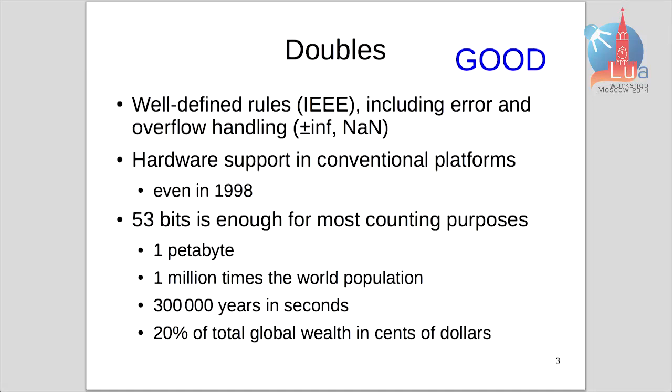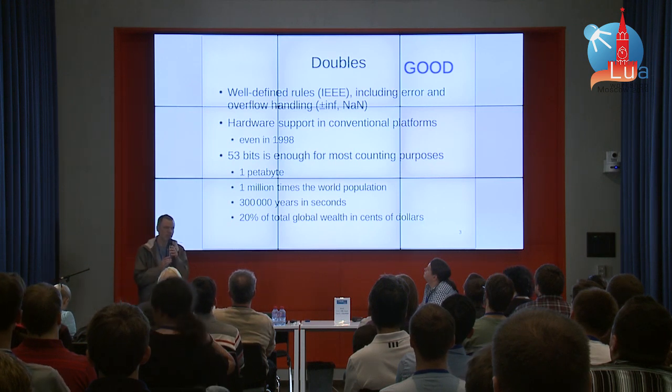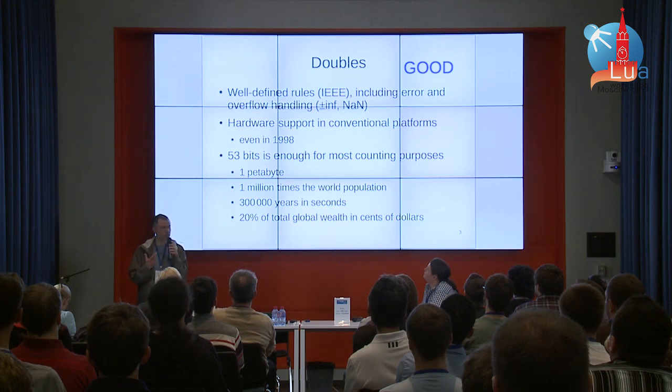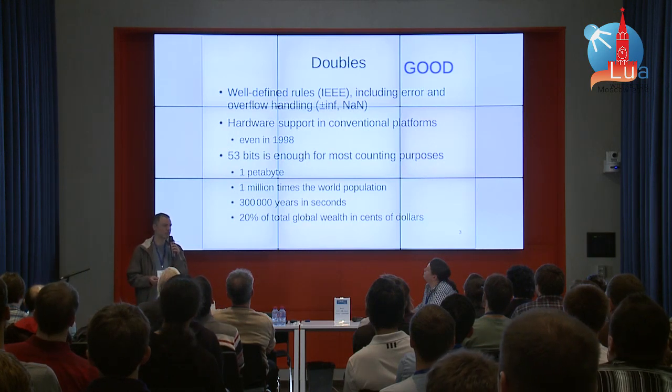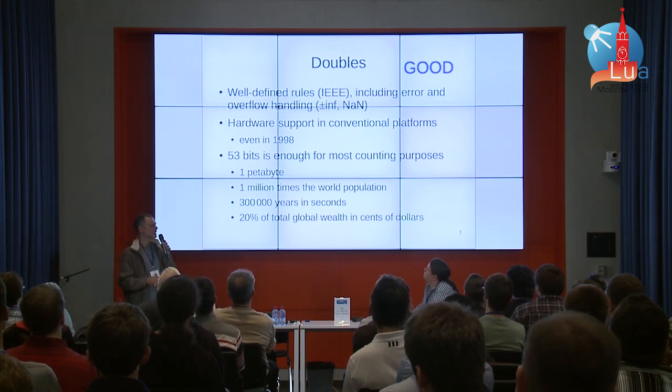So what is good about doubles? Doubles have some very good qualities. It's not by chance that we have kept doubles all this long. We have very well-defined rules, although somewhat complex, but very well-established and very well documented. Those rules include how to handle overflows, how to handle errors like division by zero, all that kind of exception. We usually have hardware support in most platforms. When we changed it in 1998, that was not so common, but it was becoming common at that time. A few years before that, they had introduced the coprocessor for the Intel.